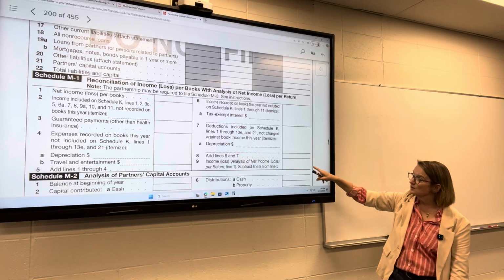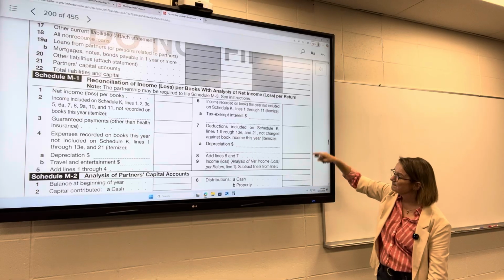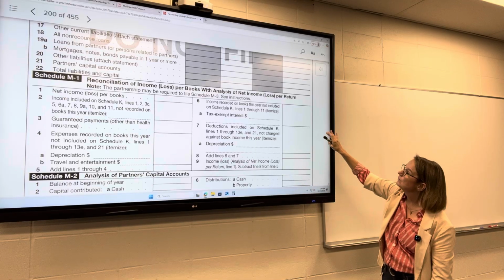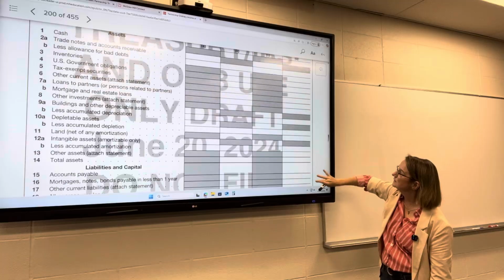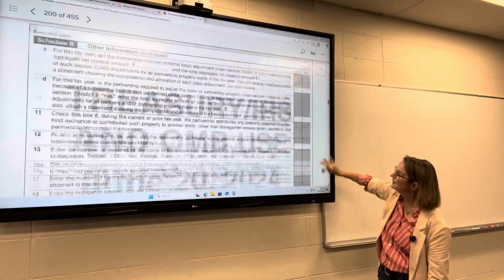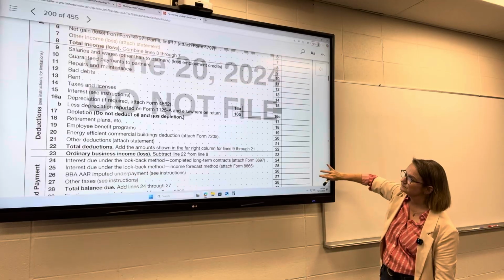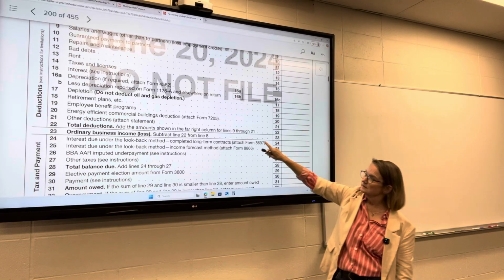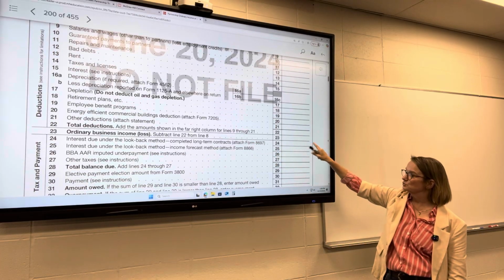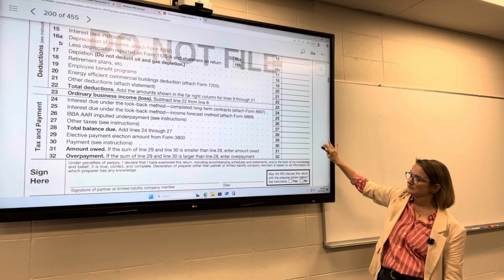This has to agree with, where is it, line 1 on the first page. What line is it? Whoops. Has to agree with this, 23. I think it's 23. Yeah.